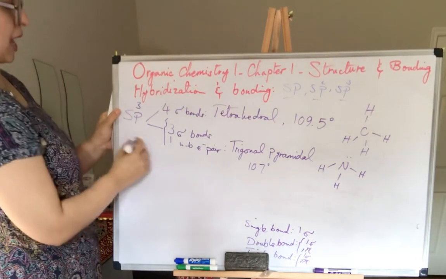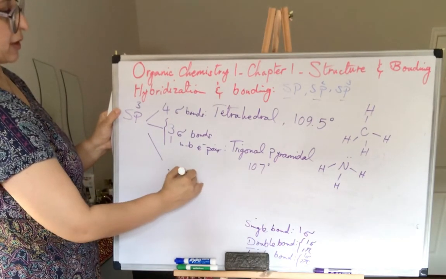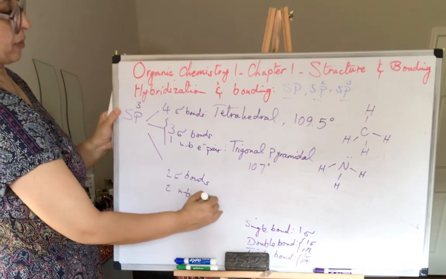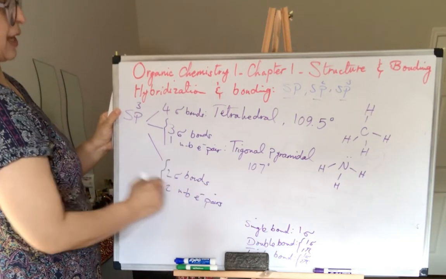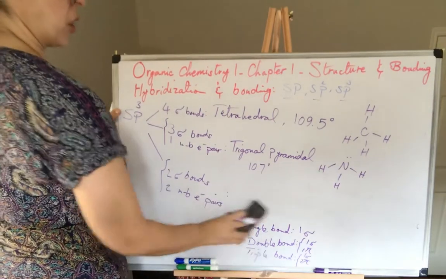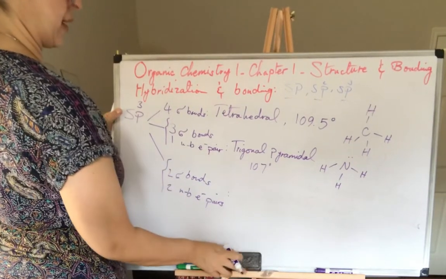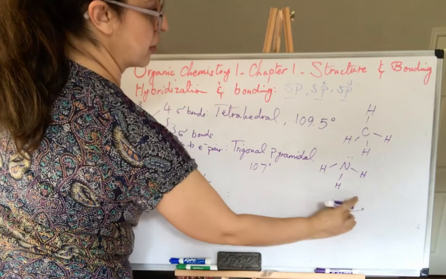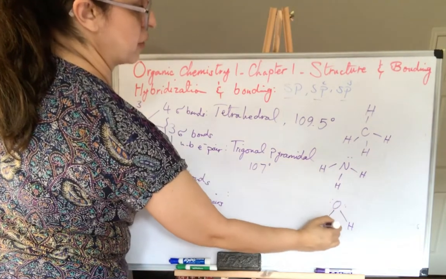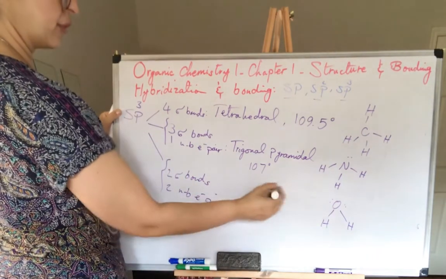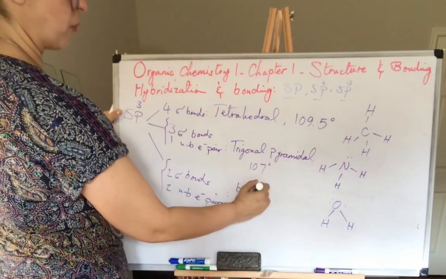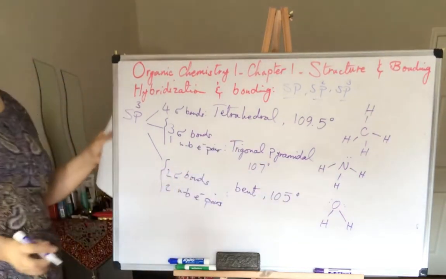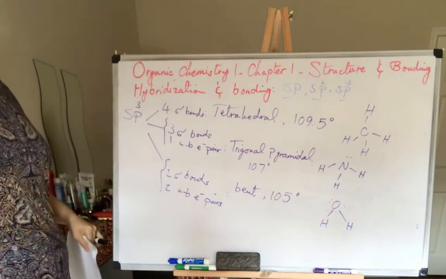And if you have 2 sigma bonds and 2 non-bonding electron pairs, again, I go with a non-organic molecule, water. These are the common molecules in general chem. So you have a bent molecule and the bonding angles are more squeezed to 105. This is for sp3 hybrid.